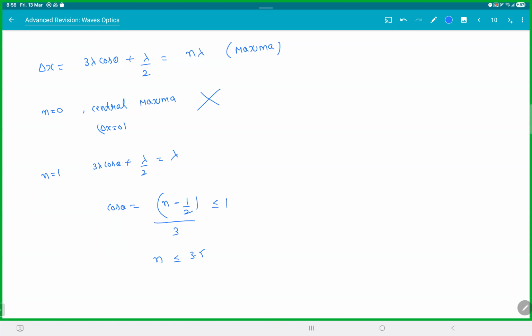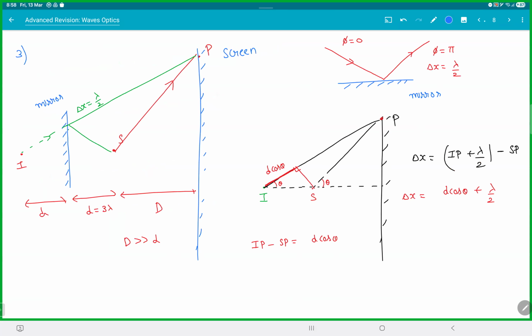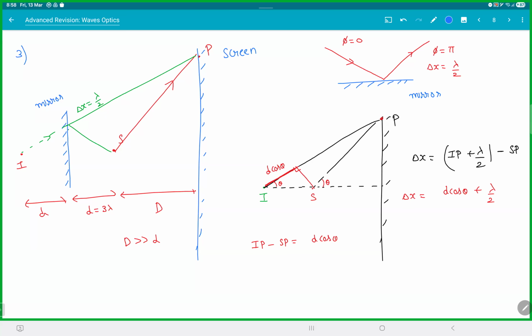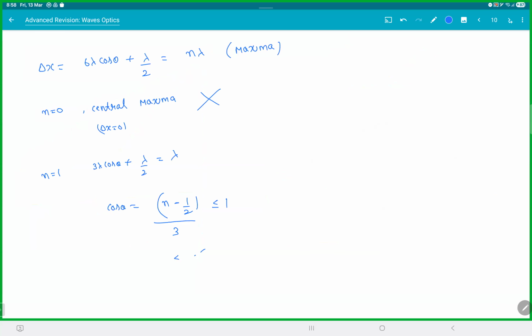Clear with this? I made a mistake. Wait. This is 6 lambda, that was a mistake, because this is d and d, no? That is 6 lambda I should take. Then this would be 6. So n will be less than or equal to 6.5.